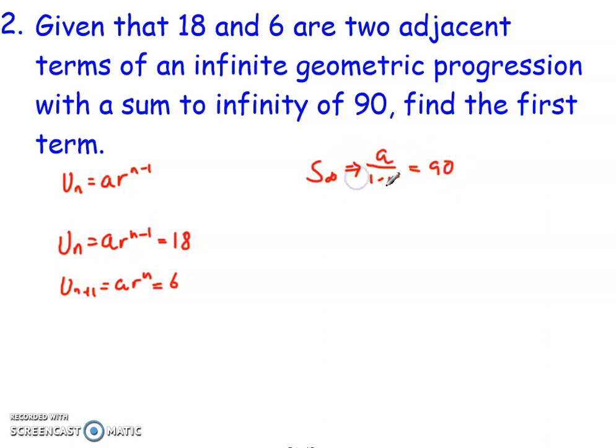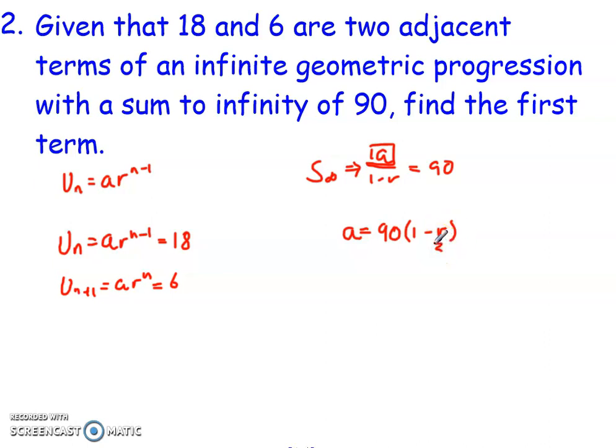So I'm able to set up this relationship here. Now I want to know the first term, which is this a here. So if I rearrange this and make a the subject of that formula, I know that a is going to equal 90(1 - r). So to calculate a, what I first need to calculate is the r.